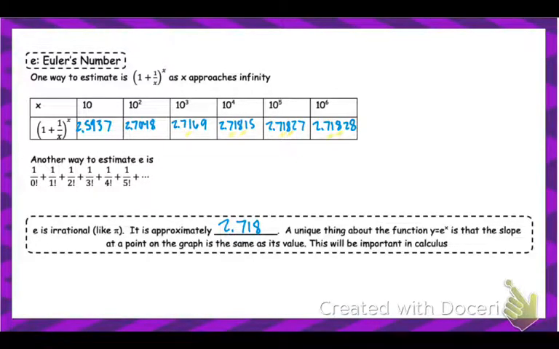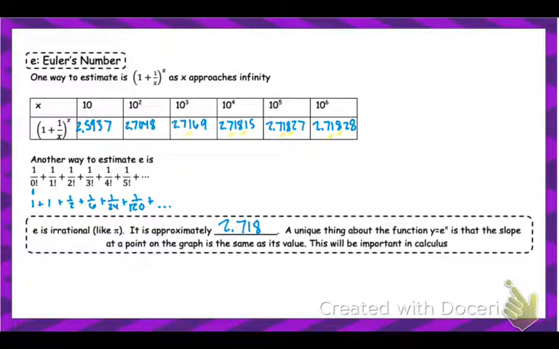Another way you can estimate it is using this formula with factorials. If you remember from back in geometry, 3 factorial means 3 times 2 times 1. 4 factorial is 4 times 3 times 2 times 1. So if you add up all those fractions, 0 factorial, by the way, is just 1. So 1 plus 1 plus 1/2 plus 1/6 plus 1/24 plus 1/120. If you keep adding those up, the more and more you add, the closer and closer you're going to get to the value of e.